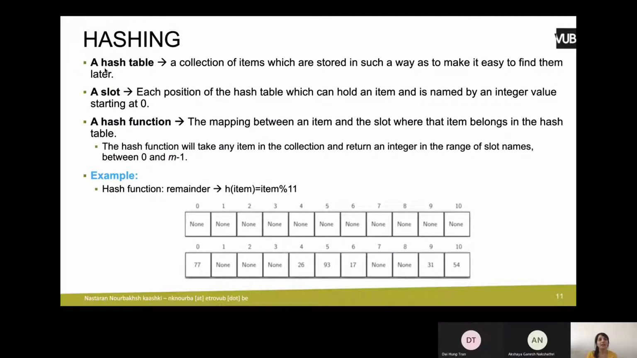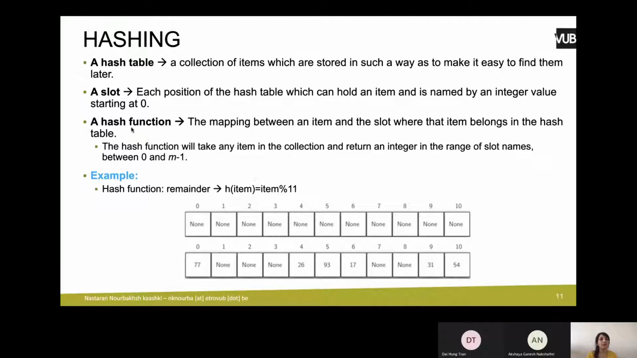The term that you have in hashing is a hash table, for example. A hash table is a collection of items stored in such a way as to make it easy to find them later. This is a hash table. A slot is each position in this hash table. It can hold an item, and it is named by an integer value starting at 0. This table has m slots, and the names of the slots go from 0 till 10.